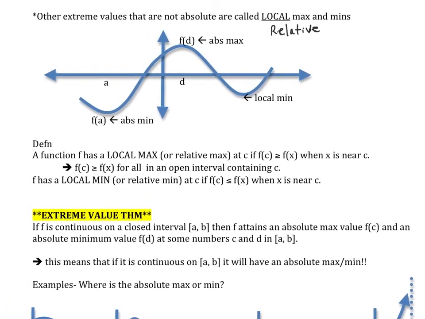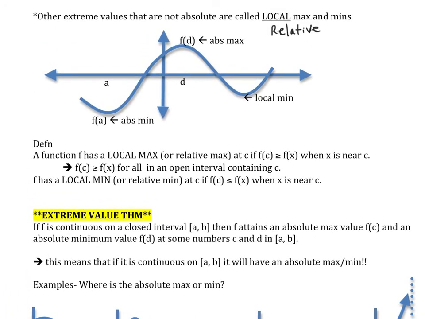So we can come up with this definition now that a function has a local max or relative max at c if f of c is greater than or equal to f of x when x is near c, and it tells us that f of c is greater than f of x for all x, I should say x, in an open interval containing c.